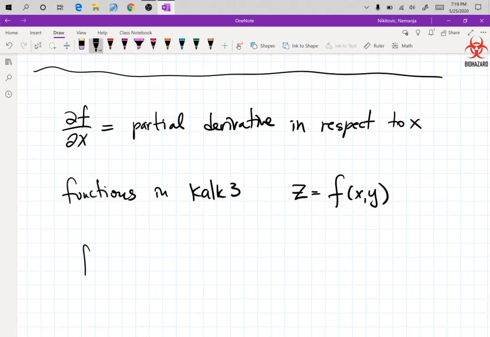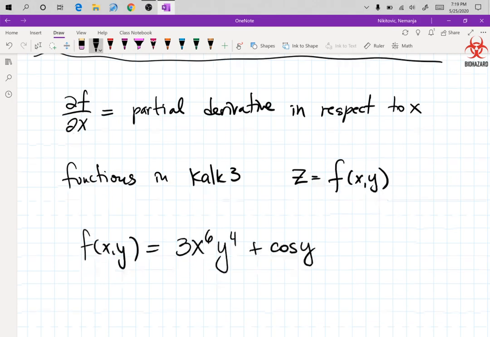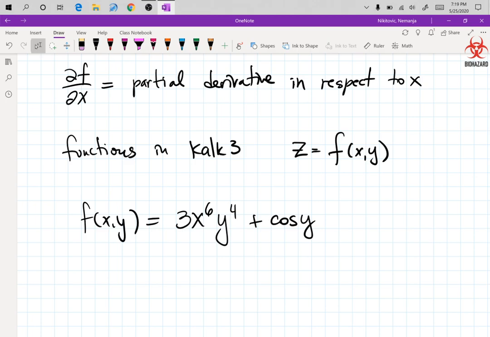But for us, we can have a function. Let's say our function of x and y is given as 3x to the 6 y to the 4 plus cosine y. See, this is a standard function, right? It has a little bit of polynomial, a little bit of trig. It's cool. And now what I can do is take partial derivatives in respect to x, to calculate the slopes, or in respect to y.